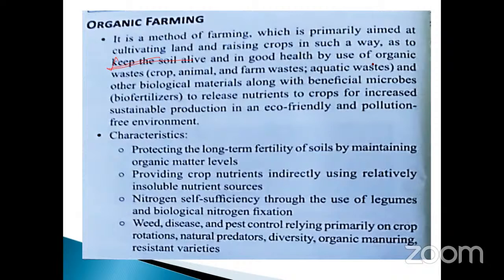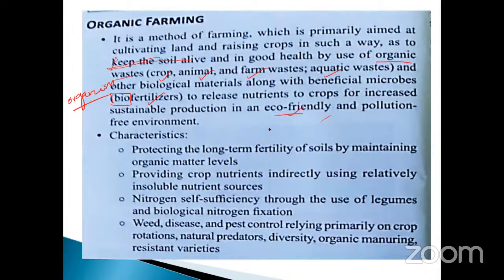And good health by the use of organic waste. Organic waste means the organisms. What are the organic wastes? You already know: all the crop residues, for example, animal and farm waste, and aquatic waste are all considered organic waste. It also comes from organisms, isn't it, my dear? And other biological material along with beneficial microbes. Biofertilizer is nothing but a microorganism used as a fertilizer to release nutrients to the crop.